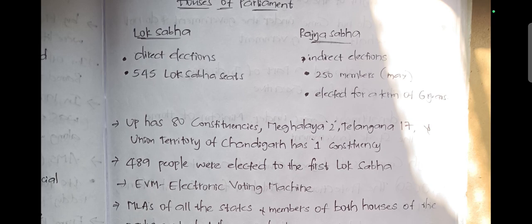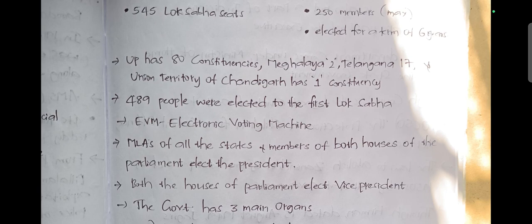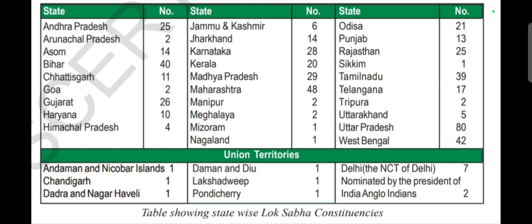Uttar Pradesh has 80 constituencies, whereas Meghalaya has 2 constituencies, Telangana 17, and Union Territory of Chandigarh has 1 constituency. So this is the table which shows state wise Lok Sabha constituencies.